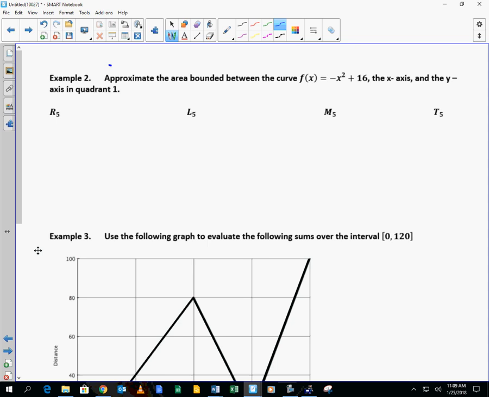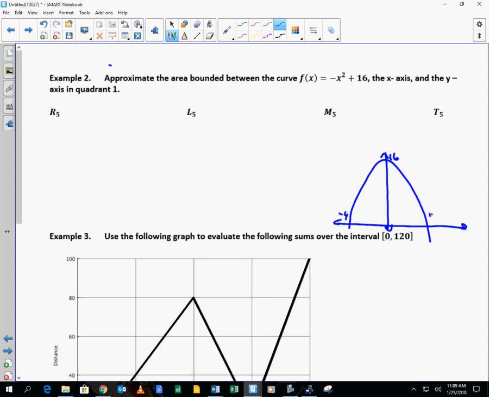It says area bounded beneath -x squared plus 16, the x-axis and the y-axis in quadrant 1. So I know I'm going to get some space over here, so I'm going to use this right now. What does that graph look like? What y value is it going to go through? And what are the x values it's going to go through? Positive, -4, very good.